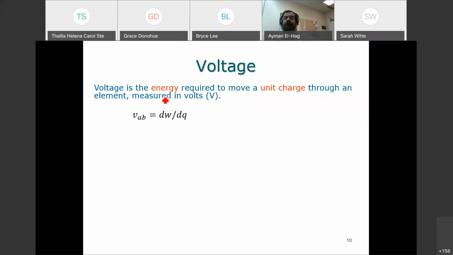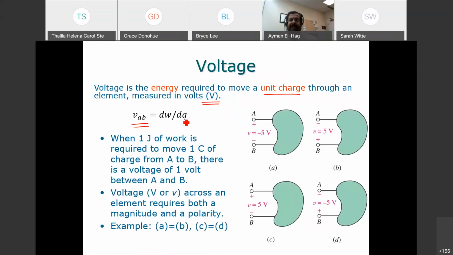The voltage is the energy required to move a unit charge through an element. The voltage between two points is dW by dQ, the derivative of the energy with respect to the charge. Let's understand this more. When 1 joule of work is required to move 1 coulomb between point A and point B, then the voltage is 1 volt between A and B. Remember, charge is current. So if I want to move this amount of charge, and I needed 1 joule, then there is a voltage equal to 1 volt between A and B.